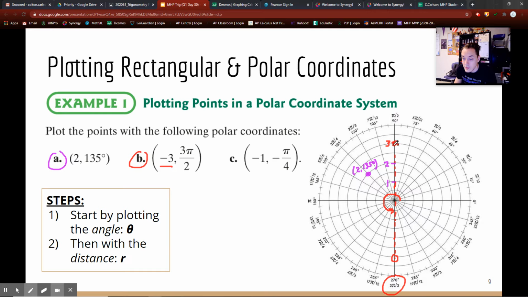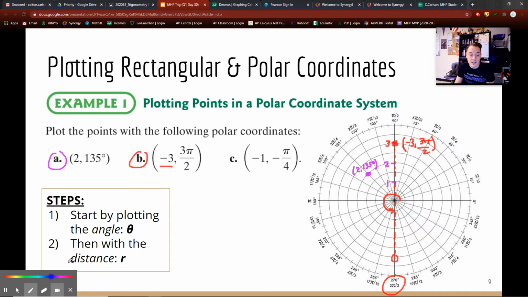Okay, so that means I'm going to plot the point right there, and that is negative 3 pi over 2. So it's a little bit confusing, I get that. It's definitely different than XY planes for sure, but that's really the only nuanced thing. If it's a negative r, you do have to flip it.